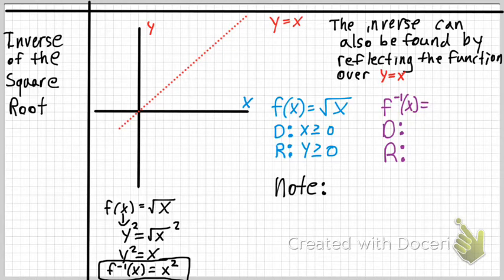So we have the point 0, 0. We have the point 1, 1. Then we go to 1, 2, 3, 4, up 2. And we go over 9 and up 3. So that's my original function here.